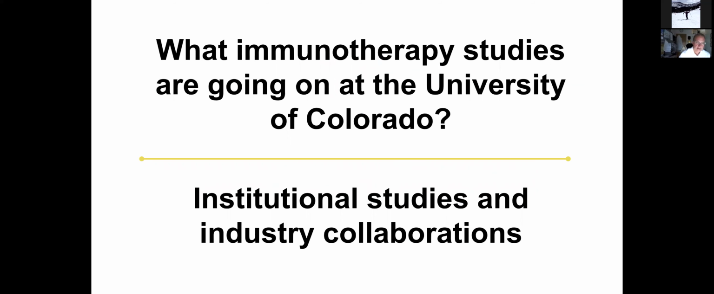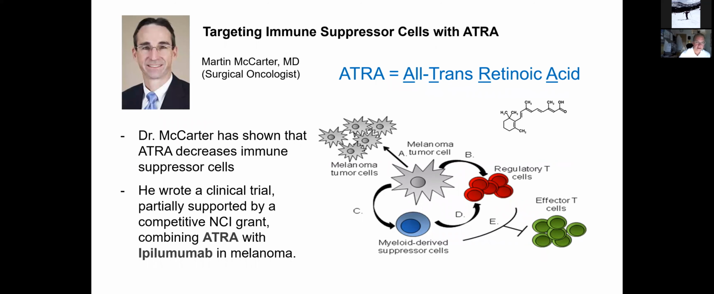So what's going on here in your home state of Colorado? Well, there's a lot of different collaborations and things going on. Dr. Martin McCarter, who's on our faculty, he's a surgeon. So he actually focuses on cutting out cancers, but he also runs a lab. And he has shown that all-trans retinoic acid can decrease immune suppressor cells. And so if you decrease the suppressor cells, you get a more active immune system. So he's been doing a study combining this drug with one of the checkpoint inhibitors called ipilimumab.